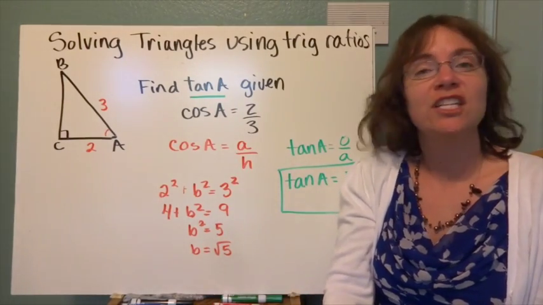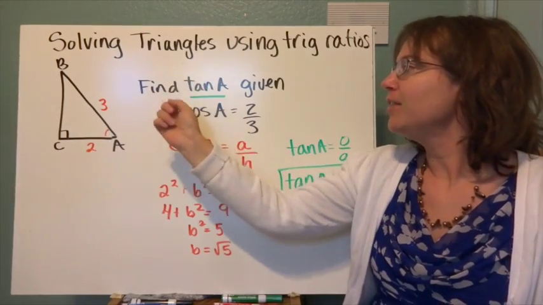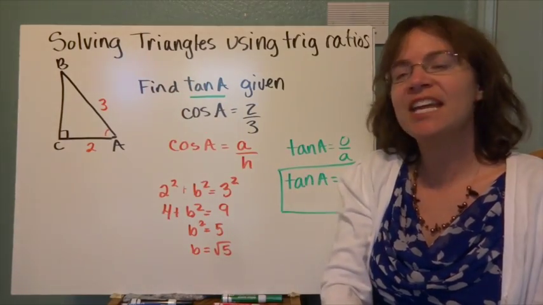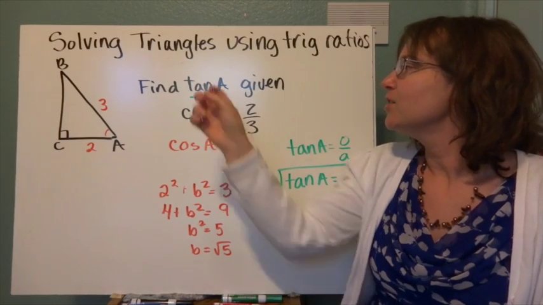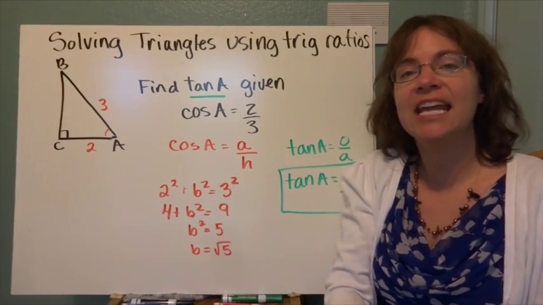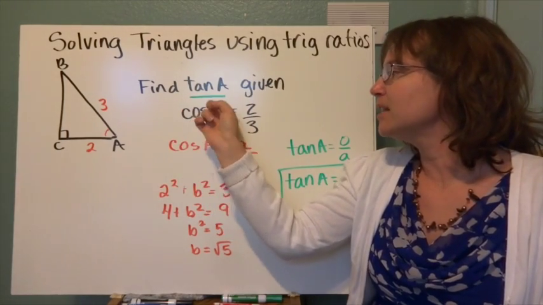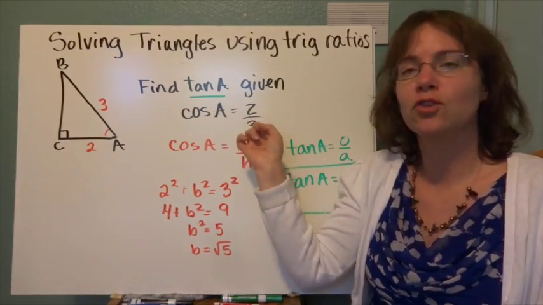Solving triangles using trig ratios. Say we have a triangle. On this triangle, we're trying to find the tangent of angle A. So this tan A means we're looking at angle A and we're trying to find the tangent of it, or the ratio. Given that the cosine of A is 2/3.